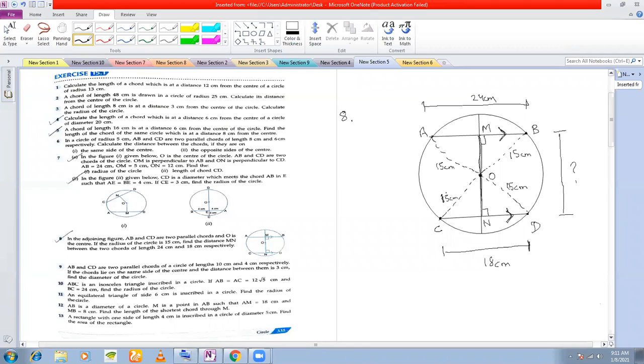If you join OA, OB, OC, and OD, all are 15 centimeters. If you join this, you see the dotted lines here, OA, OB, OC, and OD. These are all 15 centimeters because these are all radii of the circle.